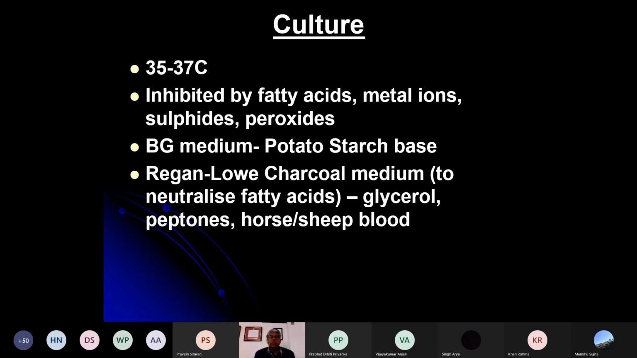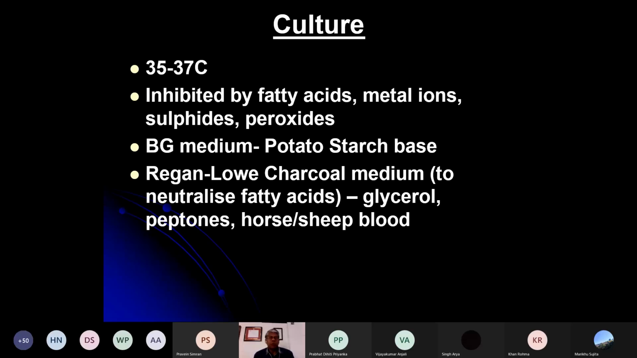But this organism is fastidious as well as sensitive to fatty acids, to metal ions, to sulfides, to peroxides. So anything which contains any of these components, any of these chemicals, can destroy the bacteria and may not allow it to grow. This is especially seen when we try to collect the throat swab with a cotton swab. The cotton fibers have got fatty acids, and when we sterilize the cotton swab by hot air oven, these fatty acids are released and they can inhibit the bacteria, and therefore cotton swabs are not ideal for collecting the specimen.